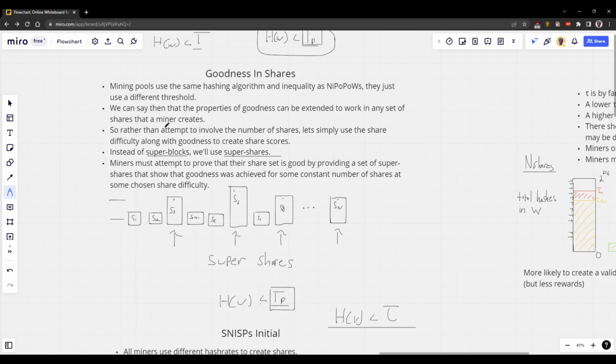So really, the goal in the end is that miners are going to prove that their share set is good by providing a set of super shares that show that goodness was achieved for some constant number of shares at some chosen share difficulty. I'll get more into this last part in a bit, but the point is that this concept of goodness can be applied to shares as well, because shares, just like blocks, have random hash values associated with them. Because of that, you can use this property of goodness to compress the amount of work that a miner performed over their share set.